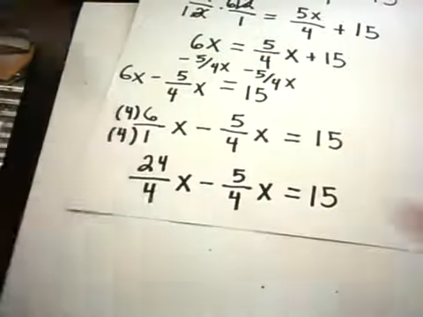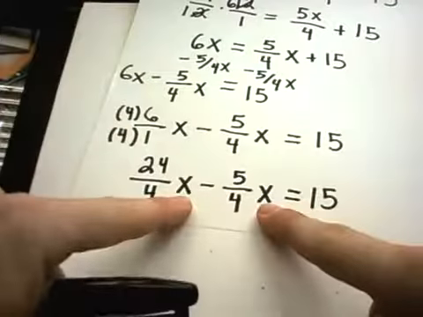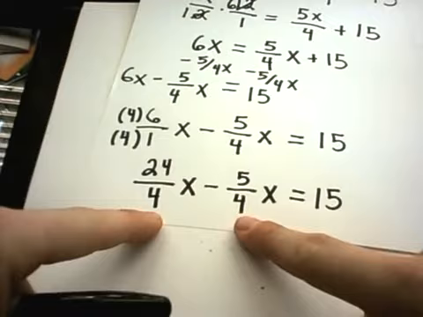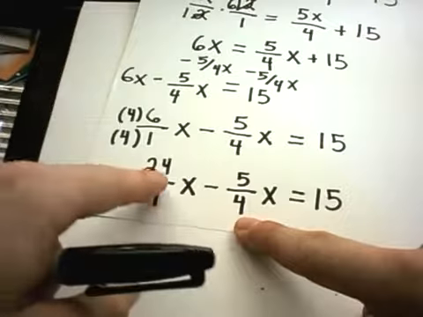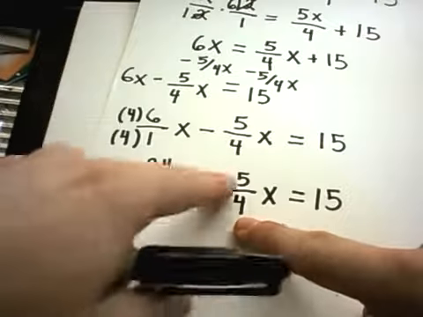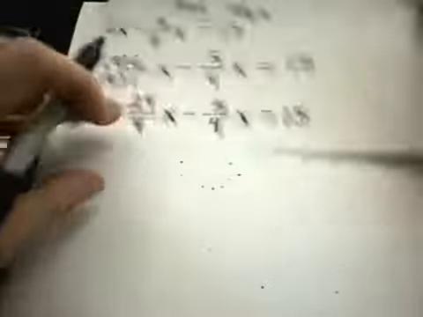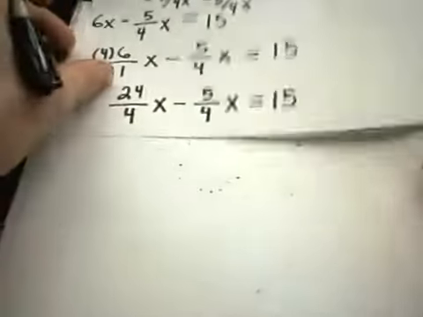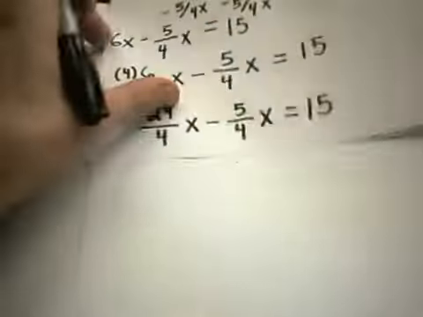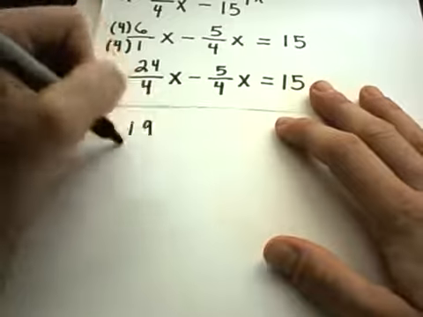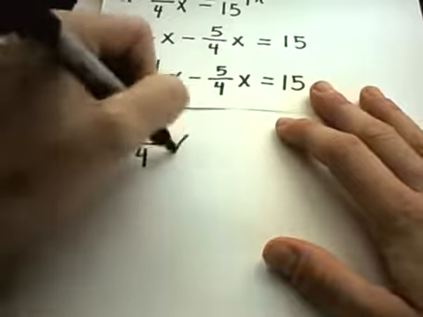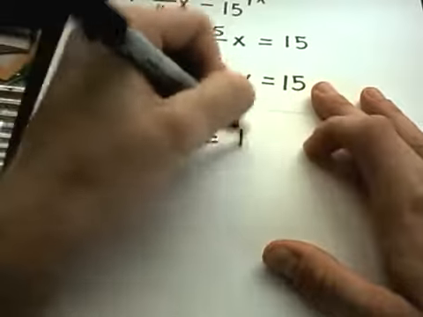And again, I have like terms. I've got an x to the first and an x to the first. I've got common denominators, so I can just do the arithmetic across the top. You can think about this as being 24x minus 5x. Well, 24 minus 5, that's going to give us 19x. Or you could just kind of write it off to the side. You'll get 19 over 4x equals 15.